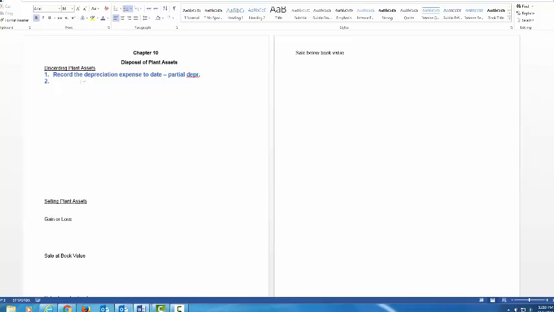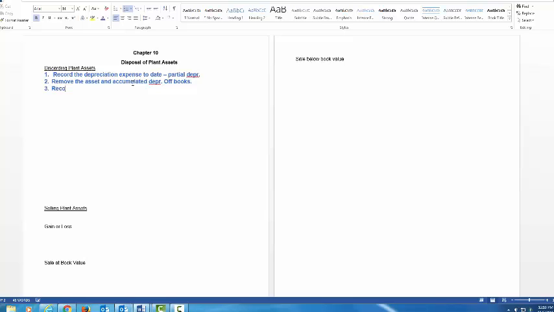And then you want to remove the asset and the accumulated depreciation associated with that asset off the books. Because if you're disposing of it, you want to take it off the books. So you want to make sure your journal entry reflects that. And we'll look at that in just a minute.